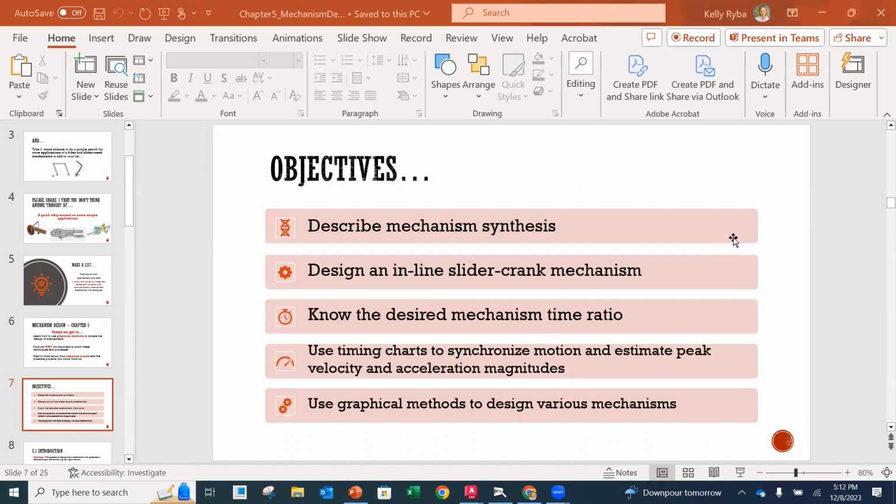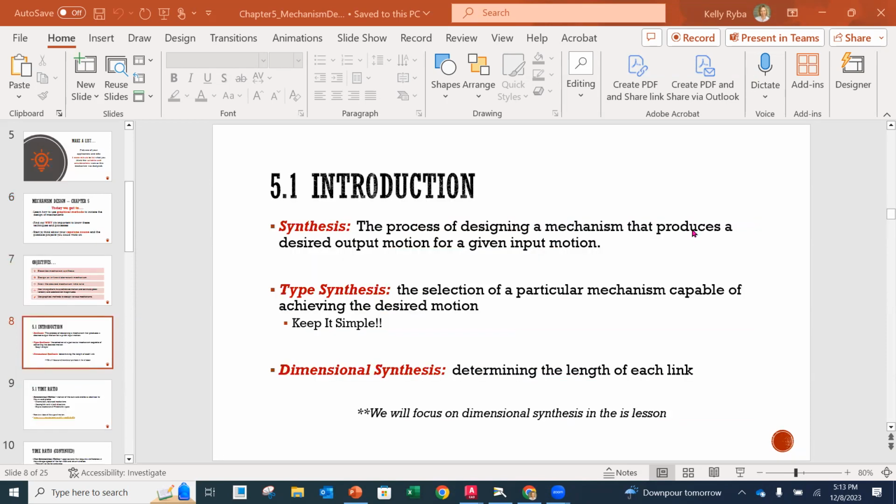All right, the objectives here are to describe mechanism synthesis, design an inline slider crank mechanism, know the desired mechanism time ratio, use timing charts to synchronize the motion, and use graphical methods to design the various mechanisms as well. It's really a backwards process, so it won't be unfamiliar, but it just hasn't been something we've done intentionally to this point.